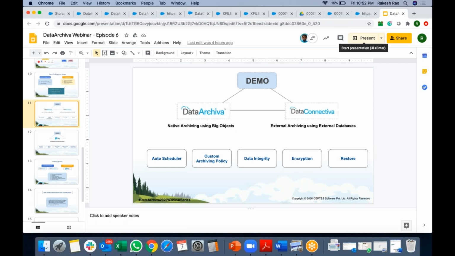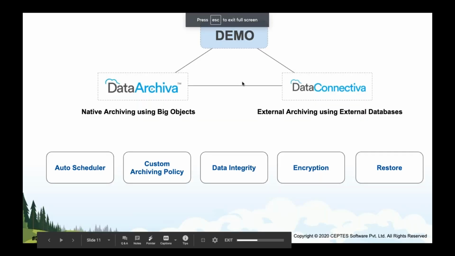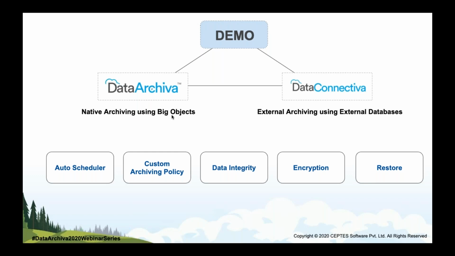So putting it together, if I want to talk about the complete overview of both systems, Data Archiva works with big objects seamlessly and helps you archive within the Salesforce ecosystem, and Data Connectiva helps you move the data to any of your relational databases and archive in that, right? The features and functionalities for both products are the same. Some of the features are auto scheduling. You can set up the auto scheduler and it keeps running, so you don't have to watch what is happening. You will get a report, and the archiving jobs run automatically, right?